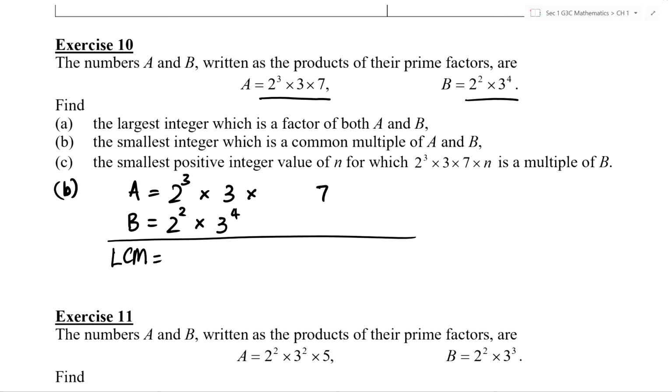Now, for LCM, the difference is that I'm very greedy. I want to take everything in. So for the prime factor of 2, what is the one with the higher power? 2 or 3? 3. Copy down 3. For the prime factor of 3, what is the higher power? 4. And the next one, 7. The higher power is 1. Over here, we've got nothing. So we bring down the 7, and we've got 7. And using our calculator, we get an LCM of 4,536. So using this method has many advantages compared to whatever we have learned previously.